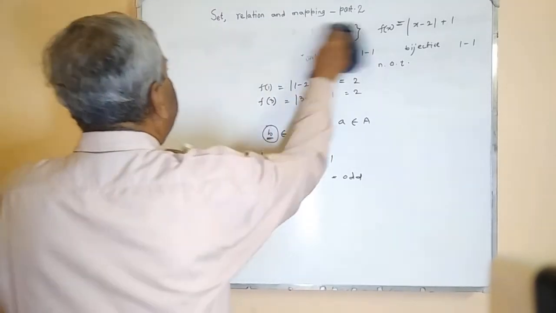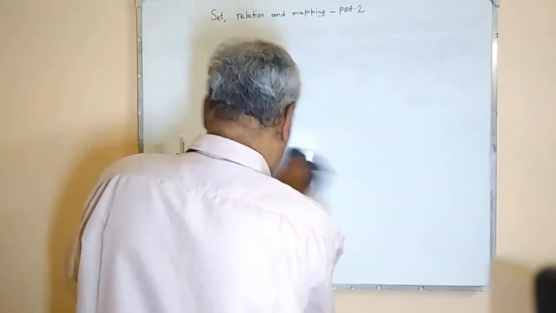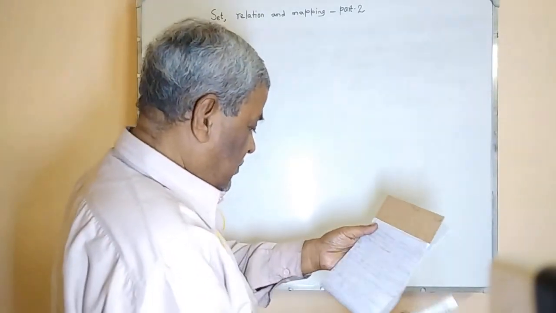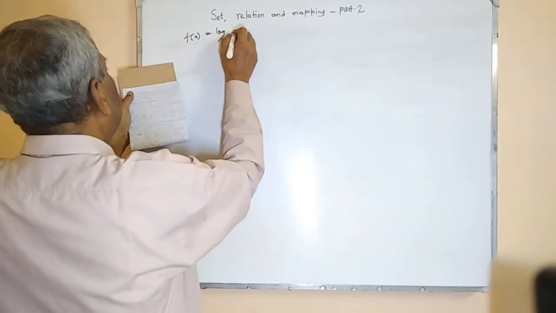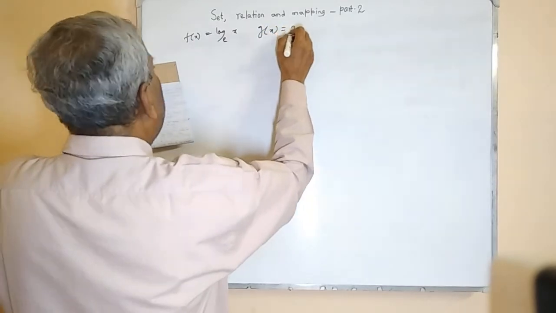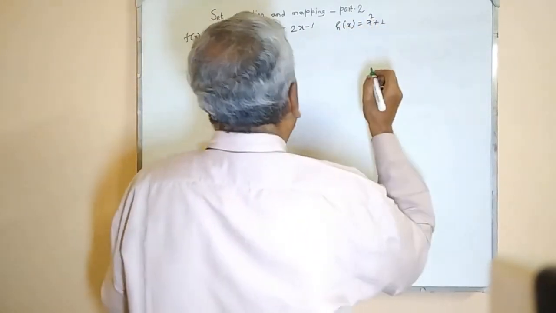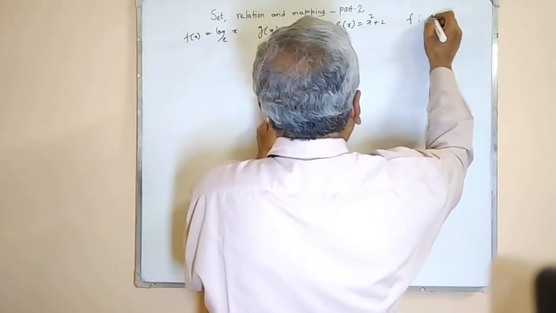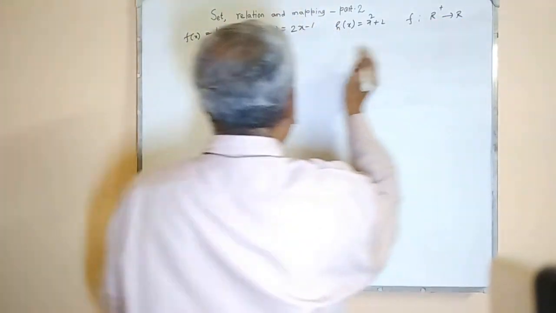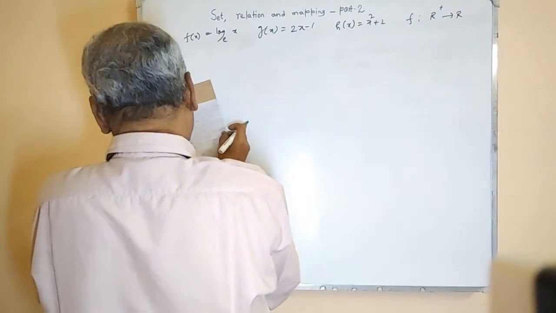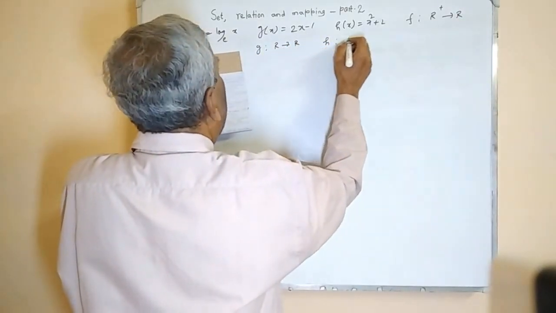Our next problem. If f(x) is equal to log x base e, g(x) is 2x minus 1, and h(x) is x squared plus 2, and f is a function from R plus to R. R plus means positive real numbers. g is from R to R, h also from R to R.